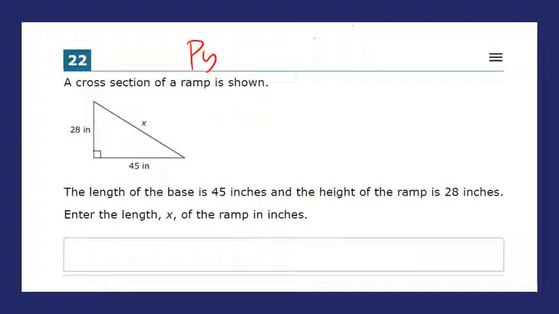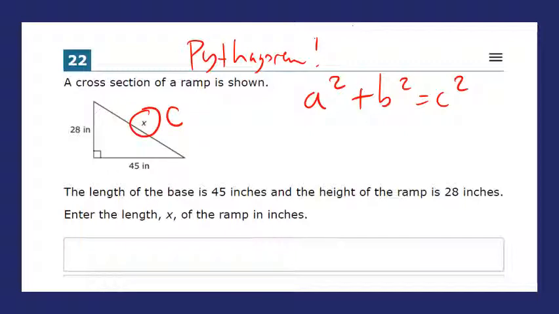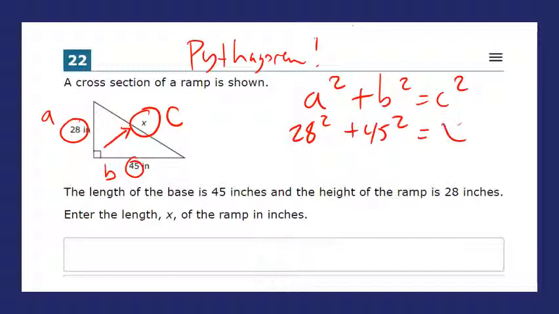Pythagorean. So remember, Pythagorean theorem is nothing more than just a squared plus b squared equals c squared. So if I want to figure out what that missing value x is, all I got to do is label first. X is my c because that's the hypotenuse, and we know that it's directly across from my 90-degree angle. 28 and 45 are my a and b, and all I got to do now is plug in these values. So I got 28 squared plus 45 squared is equal to x squared.